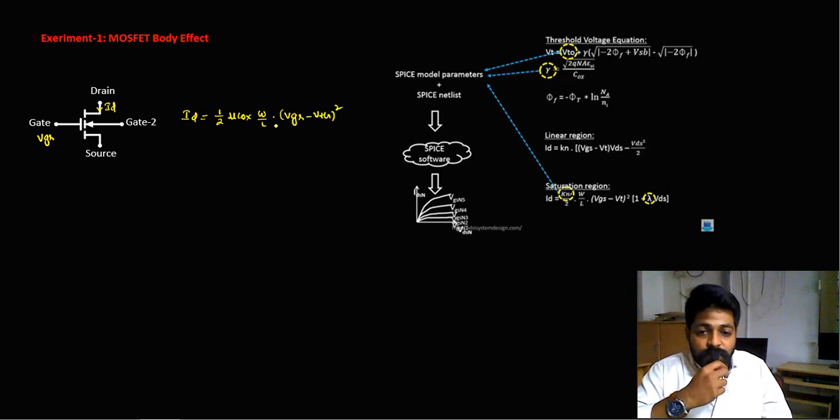As this formula says, if the voltage across the gate terminal is increased, the current has to increase. If the voltage across the gate terminal is reduced, the current also reduces. It means the current flowing across the channel of the MOSFET directly depends upon the gate voltage. That is how we call it a voltage controlled current device.